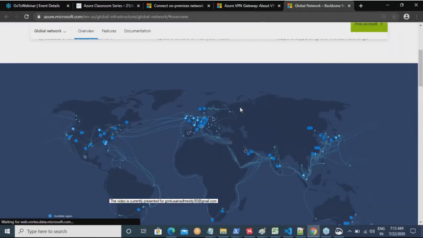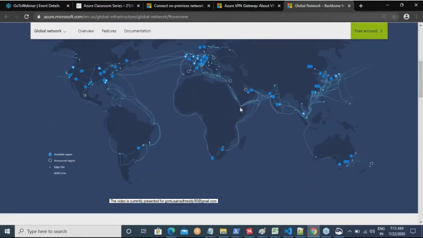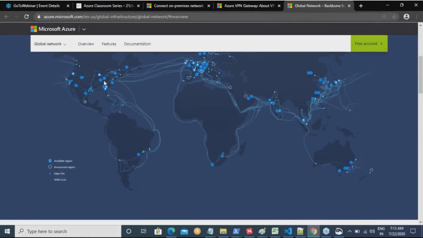Remember, I show this image generally. If you see, the Azure Backbone Network is connected to every region, and Microsoft calls something an edge site. Am I clear on this?